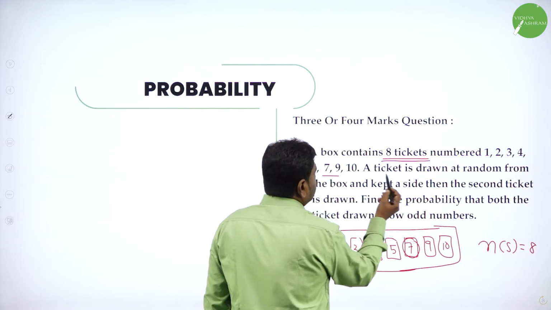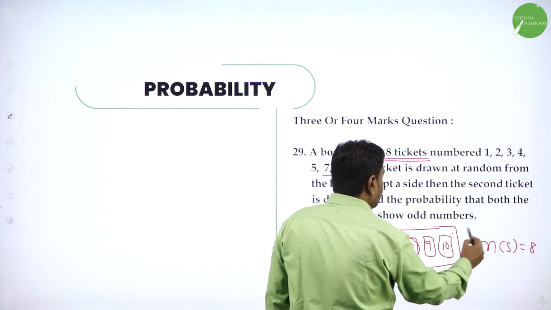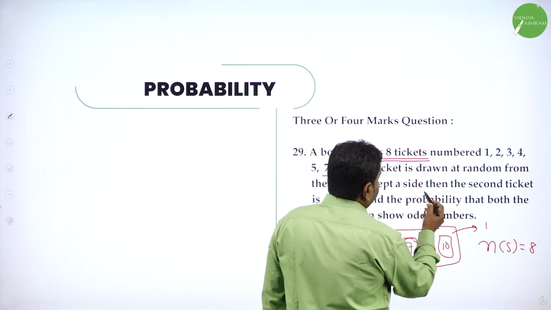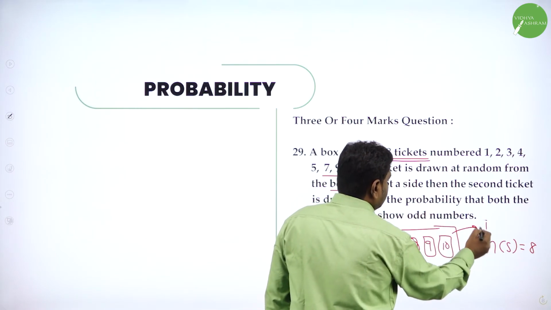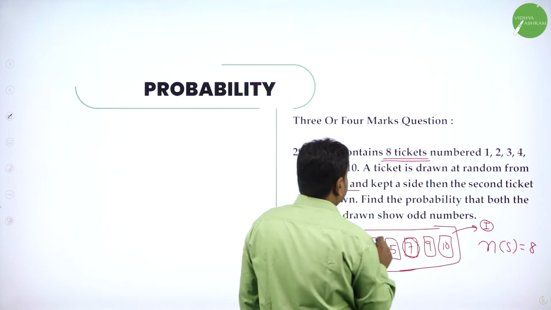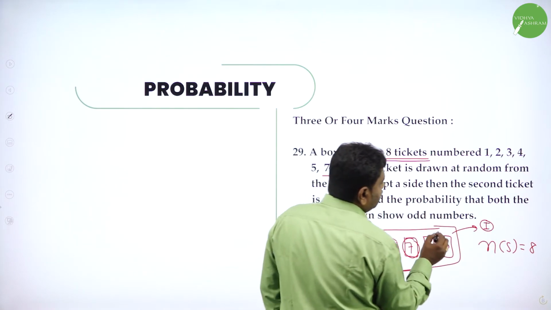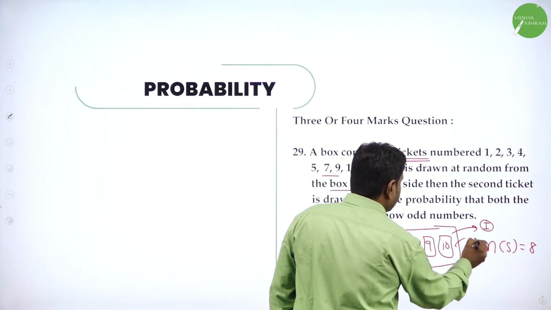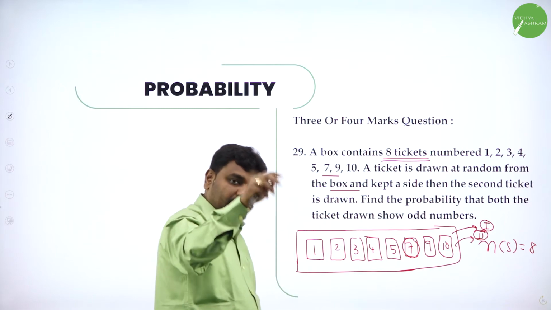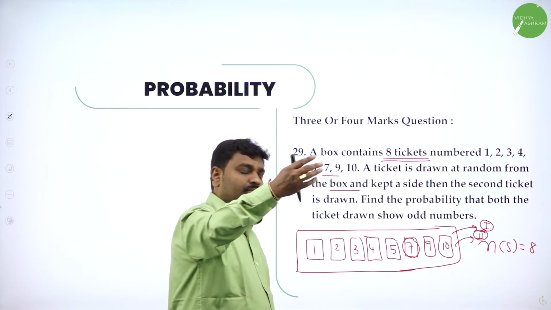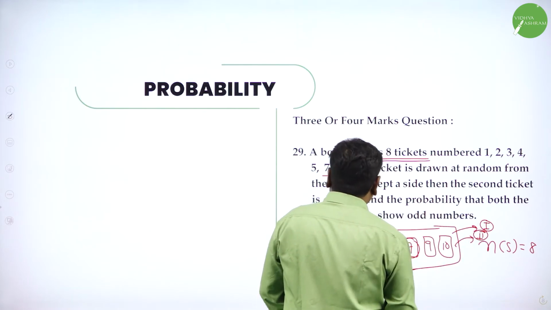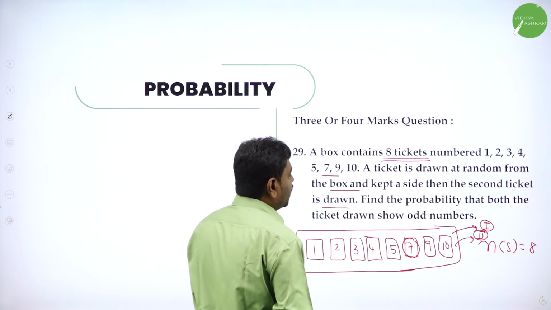So then a ticket is drawn at random from the box and kept aside. You should draw 1 and keep it aside. First draw done, and then the second is drawn. So the number of tickets will decrease. Then you draw 1 more and keep it aside. Find the probability that both the tickets drawn show odd number.